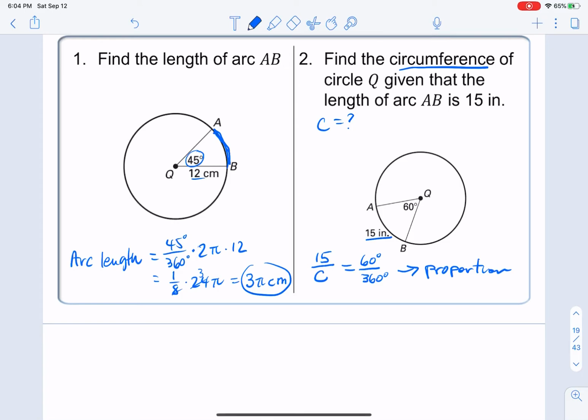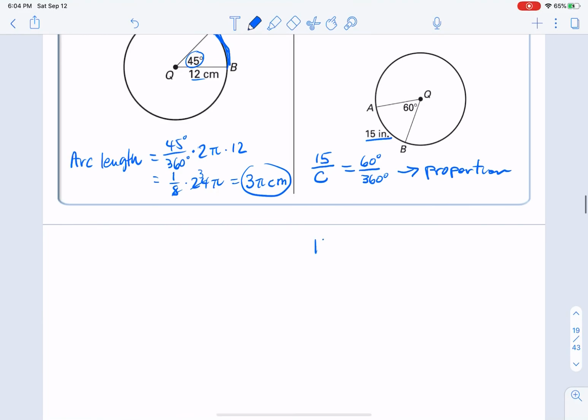And how do you solve proportions? Well, the key strategy here is to cross multiply, because the cross products of a proportion are supposed to be equal to each other. So we cross multiply and we set those equal to each other. But before I do, notice that the fraction over here on the right-hand side reduces. And we've already seen this fraction before. This reduces to 1/6.